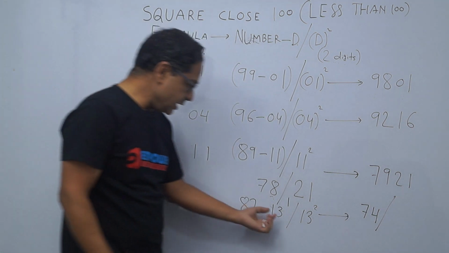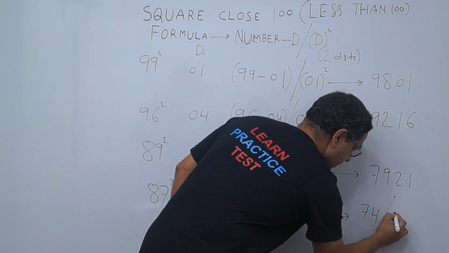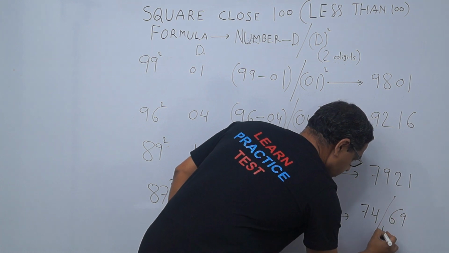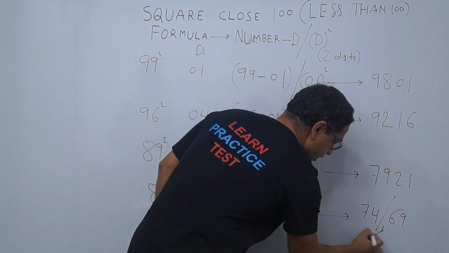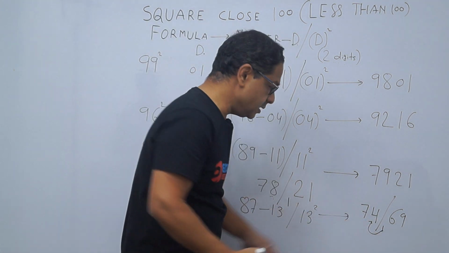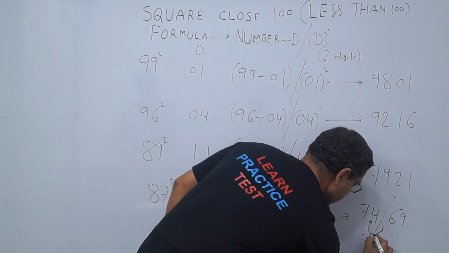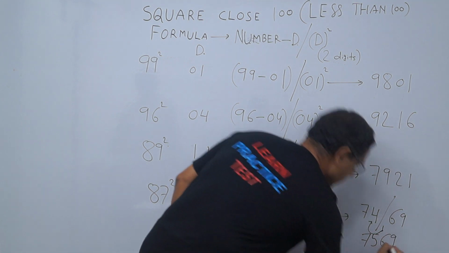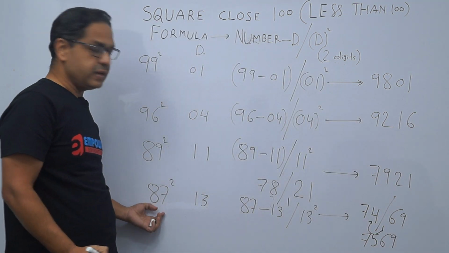And 13 square we know is 169, so we write 69 and 1 carry over. That carry over is added to the left, which gives you 74 plus 1, 75. So the answer is 7569. This is the square of 87.